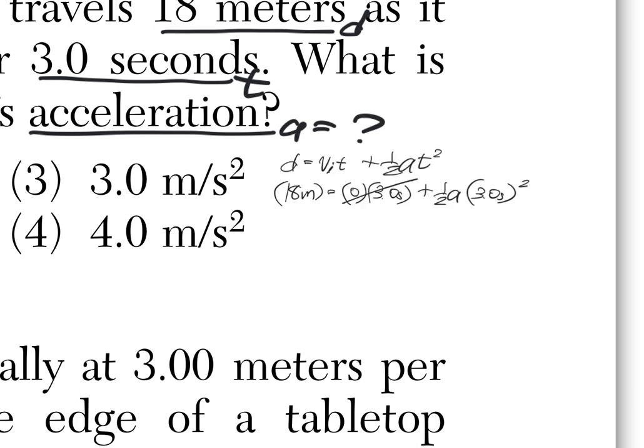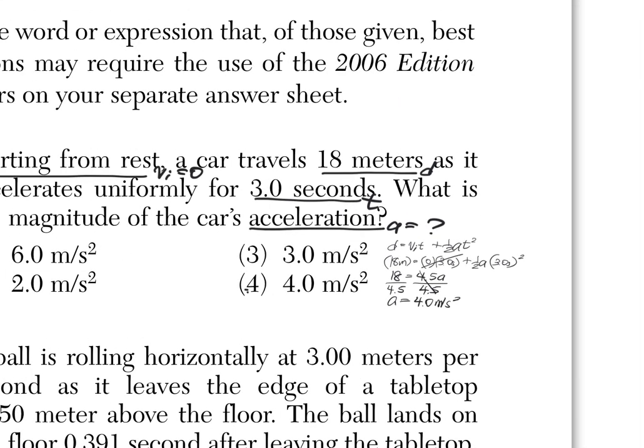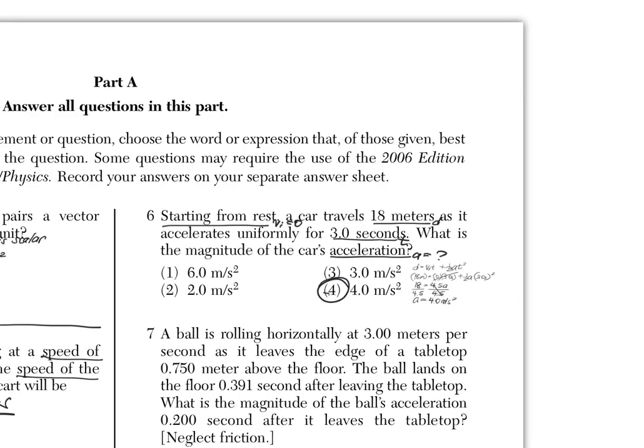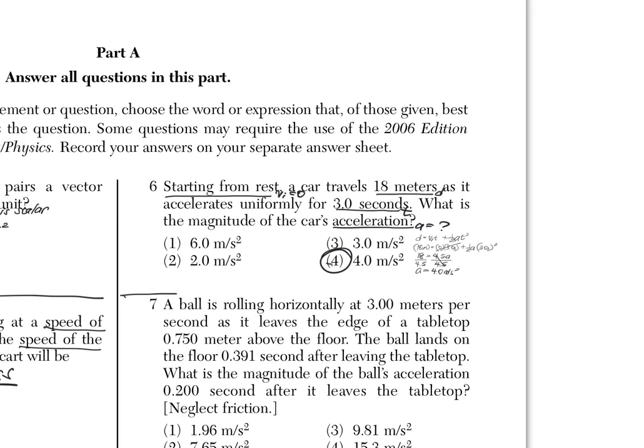vi is 0, so the first part of the expression drops out. And so I wind up with 18 is equal to 3 squared is 9, and half of 9 is 4.5, so I have 18 equals 4.5 times a. I wind up with an acceleration of 4 meters per second squared, and so number 6 is choice 4.